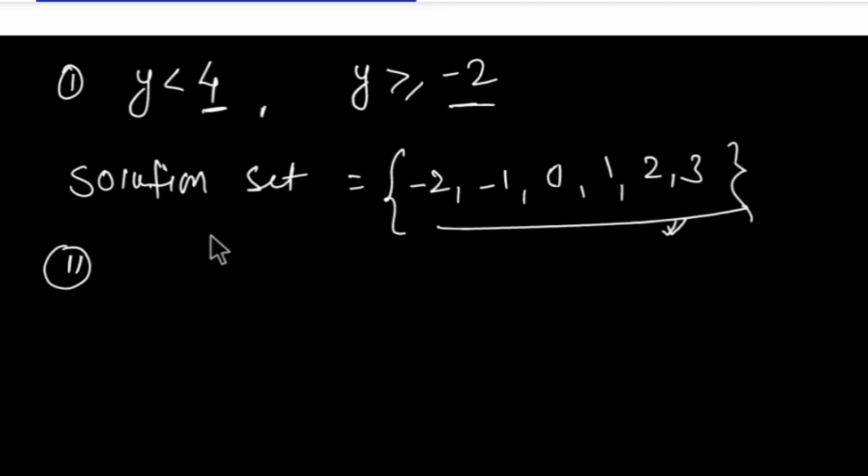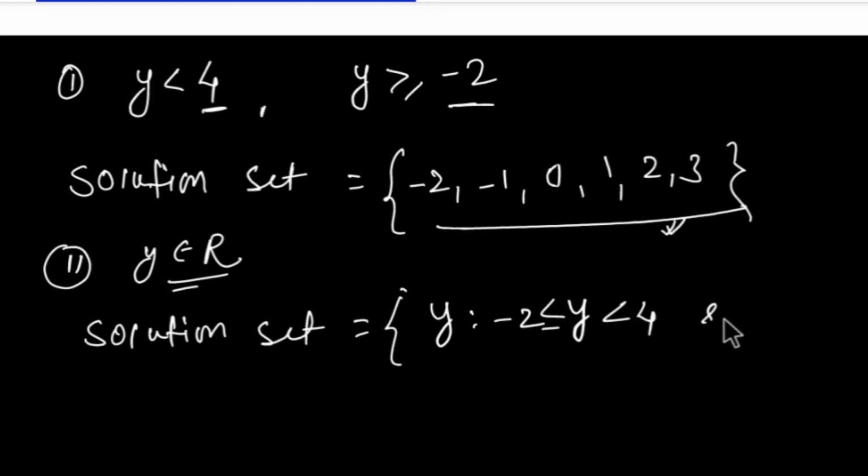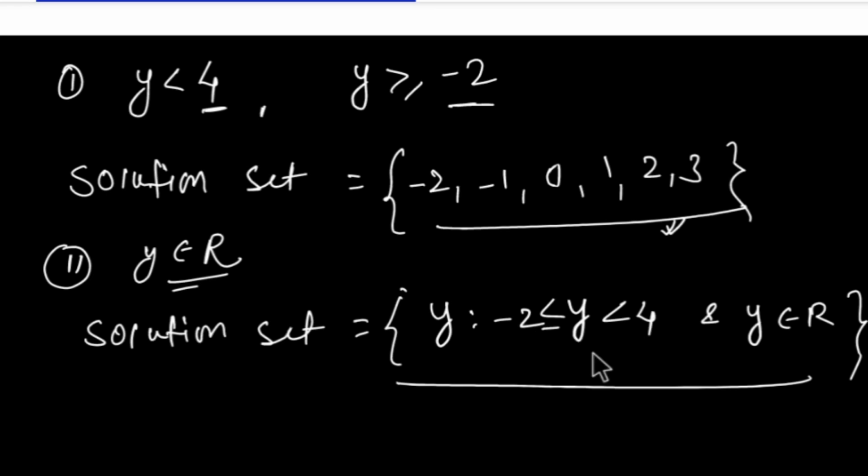Now the second part. Writing the solution for the second part is easier, because the second part says y belongs to real numbers. So the solution set will be: y such that y is greater than or equal to minus 2 but less than 4, and y belongs to real numbers. Only this you need to write. So the range is minus 2 to 4 and y belongs to real numbers. This is the answer.